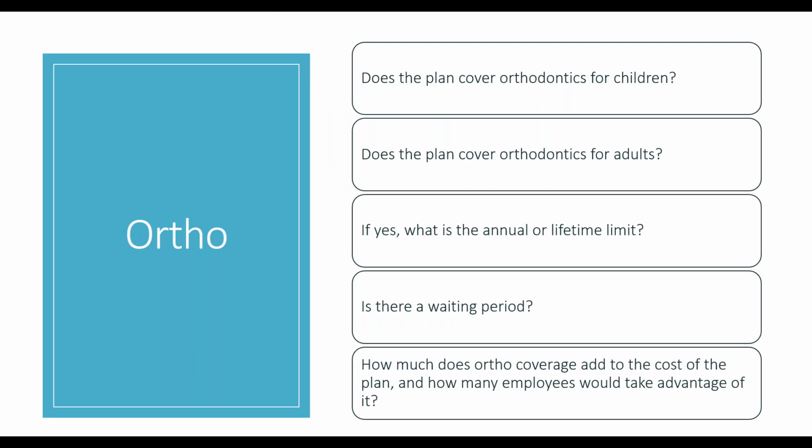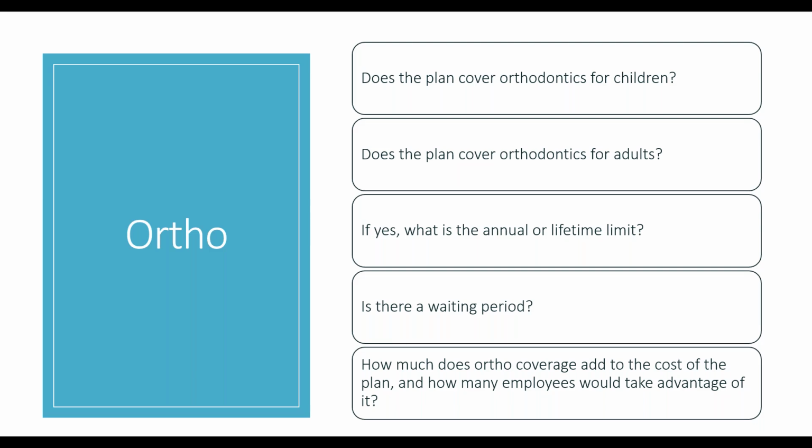And then finally, orthodontics. Does the plan cover orthodontics for children? If so, the employee plus child and employee plus family rate will be a little bit higher. Does it cover orthodontics for adults? If so, then all coverage tiers will be more expensive. Is there a waiting period on ortho? Normally there's not, but it's worth asking. And what is the annual or lifetime limit?